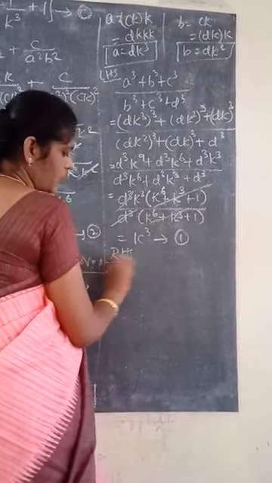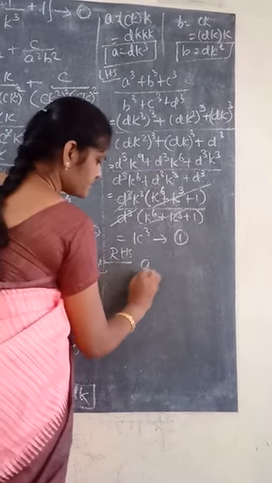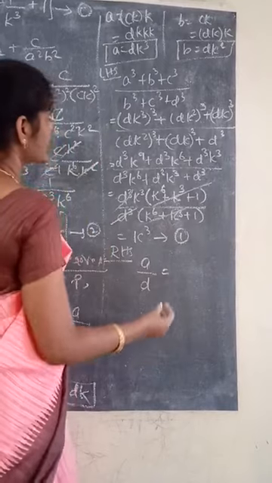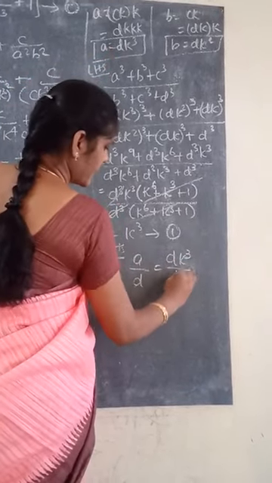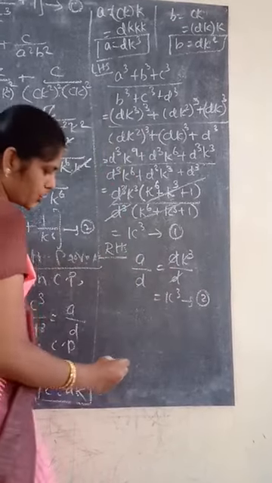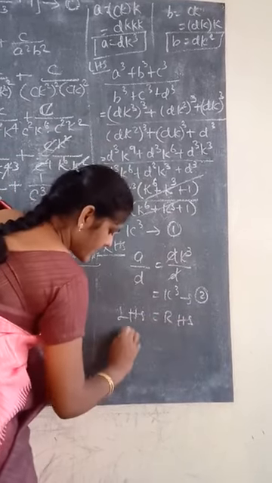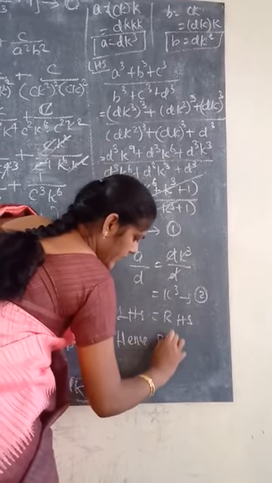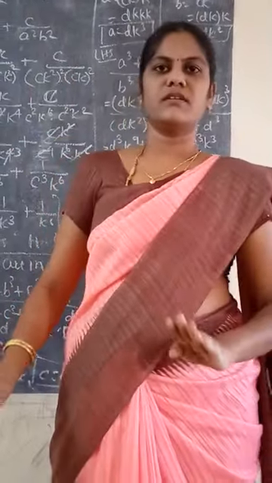Next, come to the right hand side. What is the right hand side? a by d. What is a value? dk cube divided by d, cancel, equal to k cube. Take that as equation number 2. So left hand side is equal to right hand side. Hence proved. Okay, please pass.